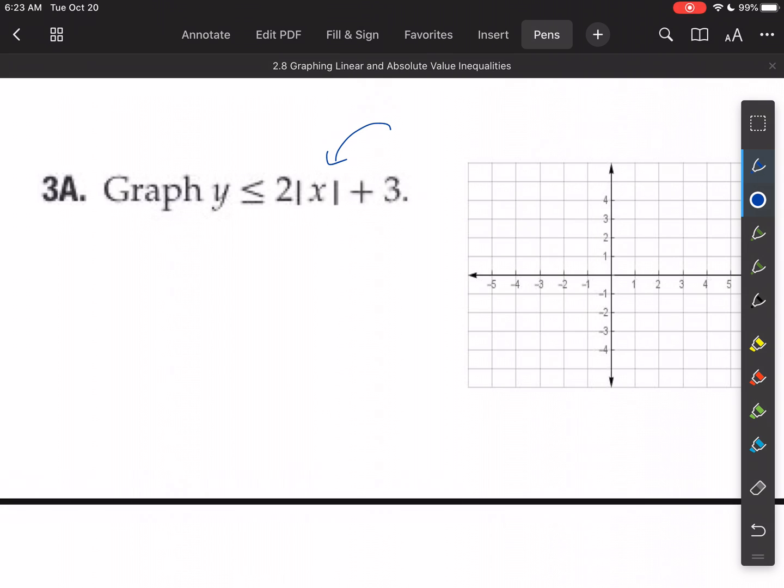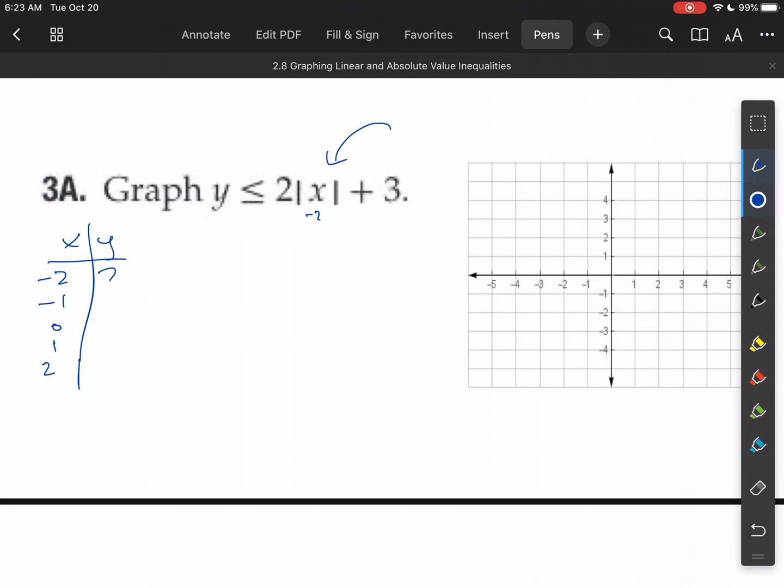What I encourage you to do is plug in values into a table to figure out what happens here. I love to plug in -2, -1, 0, 1, 2, just because they're easy. If I put a -2 into that absolute value, the absolute value of -2 is 2. 2 times 2 is 4. 4 plus 3 is 7.